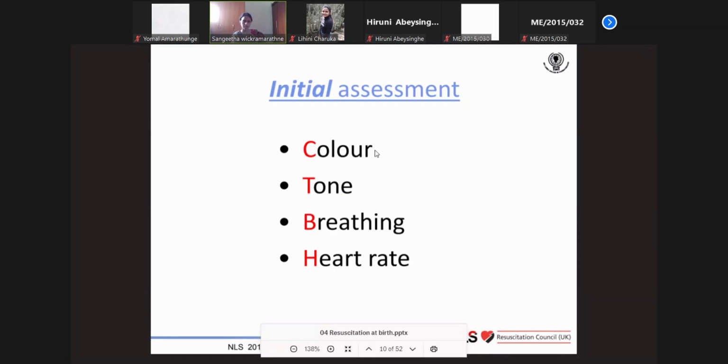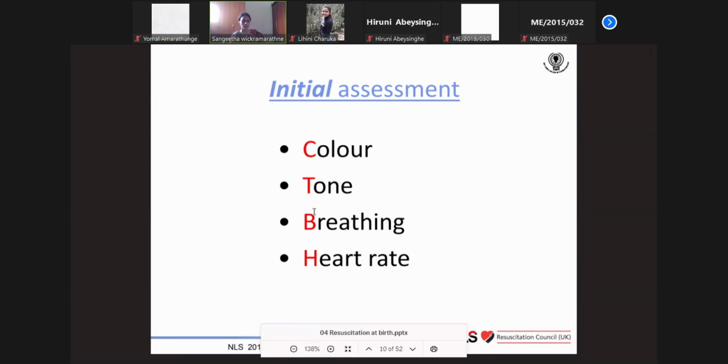rate. So color can be anything if the baby is pink, right? Sometimes the babies may be blue, and sometimes they may be pale. Blue and pale both need support. Tone, babies will be floppy, flat, without any movement, or sometimes they will be in a nice flexed posture with moving limbs with a good tone. So those kind of babies you don't have to do anything. But flaccid, flat babies you will have to support.